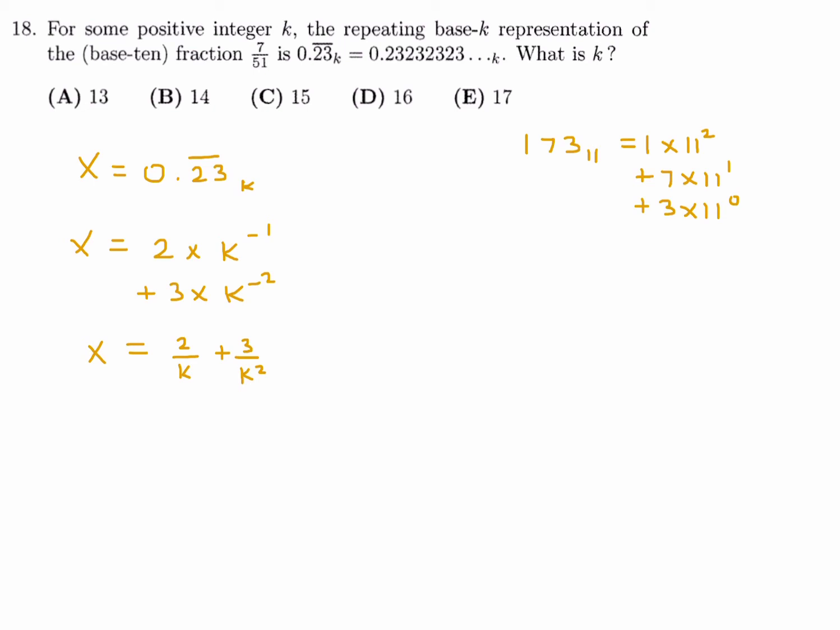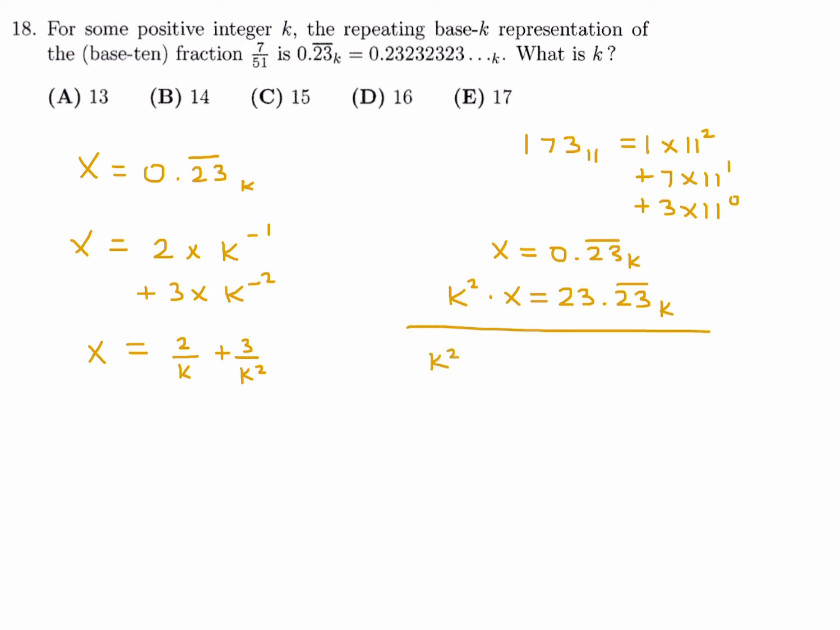I don't know. Now let's turn our attention to the expansion of 0.23 repeating in base k. If it was base 10, we would multiply by 100 to bring these two before the decimal point. But we don't have base 10, we have base k. So we can't multiply by 10 squared, we have to multiply by k squared. Multiplying by k squared is what allows you to bring the 23 before the decimal point. Now I'm going to subtract those two.